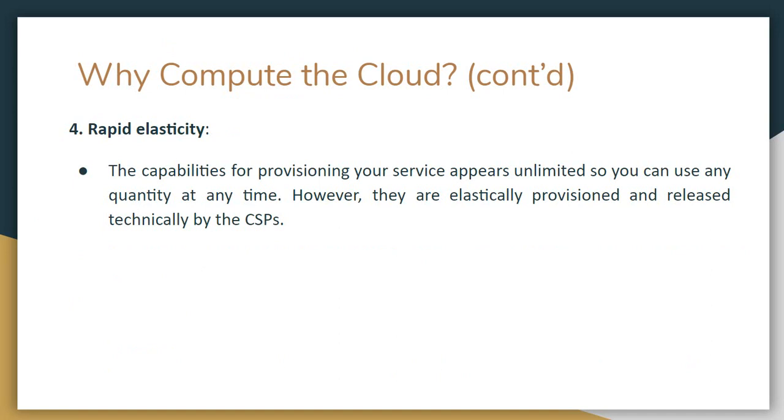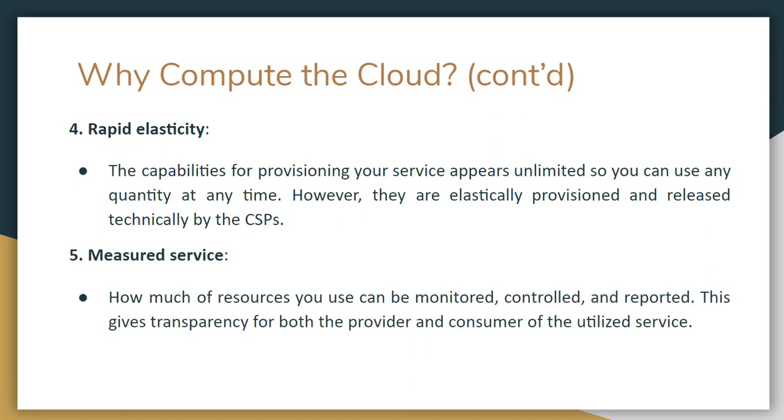Number 4 is rapid elasticity. It means that the capabilities for provisioning your service appear unlimited to you, and you can use any quantity at any time. Yes, that's the way it seems. However, these services are elastically provisioned and released technically by the cloud service providers, the CSPs.